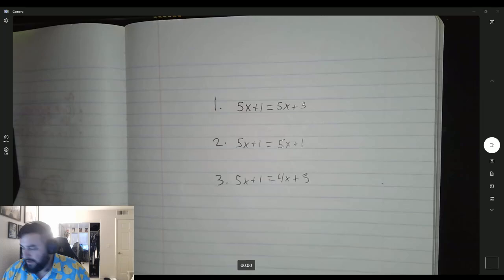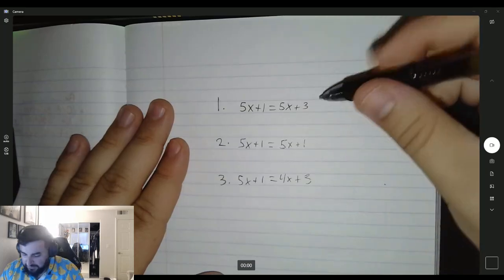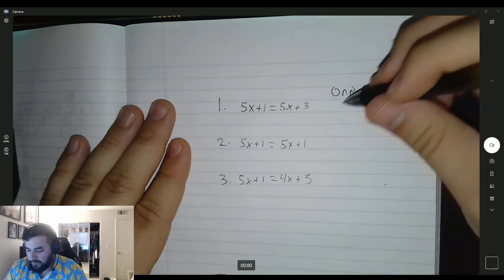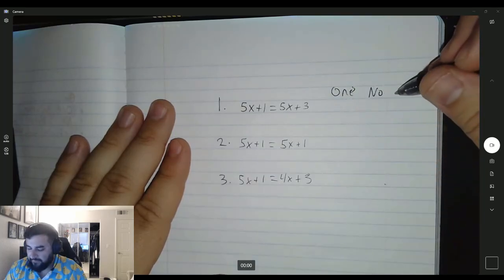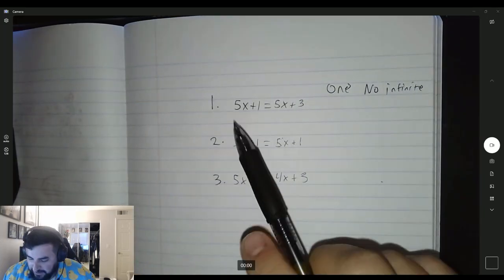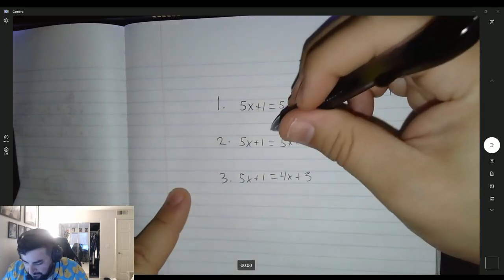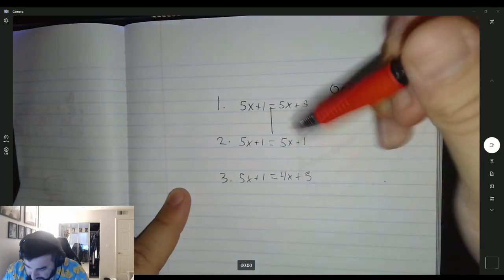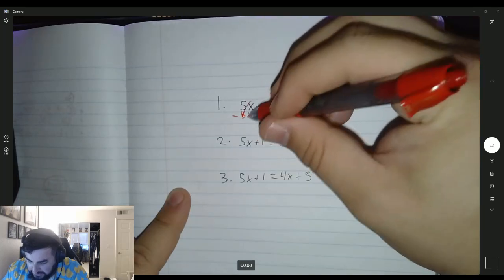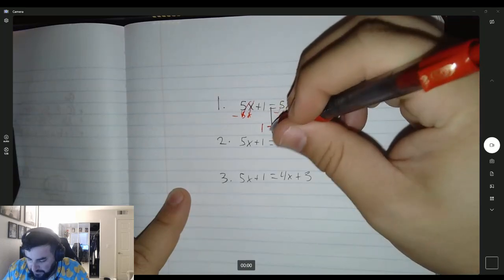Okay. So I'm going to walk through these really fast, and I want you to keep up by taking notes and listening. We're looking for the one solution, the no solution, and the infinite. So if I look up here, remember your goal: get x by itself. I'm going to subtract 5x from both sides to get the x's together. That turns to 0, and 5x minus 5x is also 0. So I'm left with 1 equals 3.